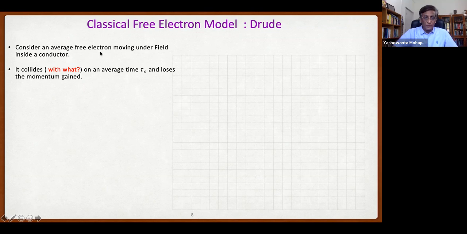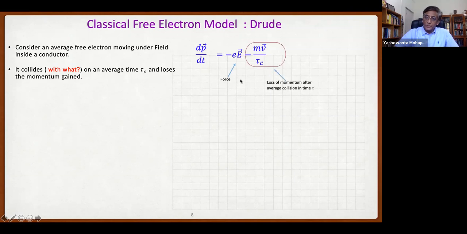So consider an average free electron moving under a field inside a conductor. It collides on average in a time, let's say the collision time tau c, and within that time, whatever momentum it gained, it loses. Hence it can be modeled as dp by dt. Of course, there is a force because of the electric field, but it loses the momentum gained in time tau c by a random collision.